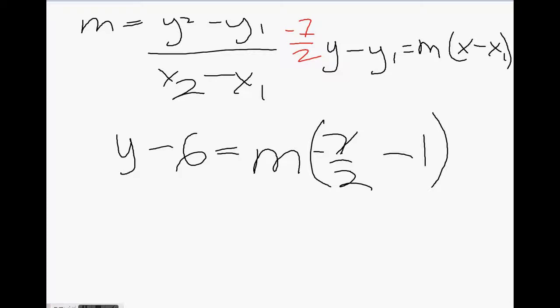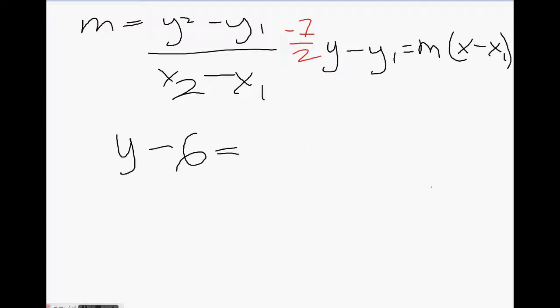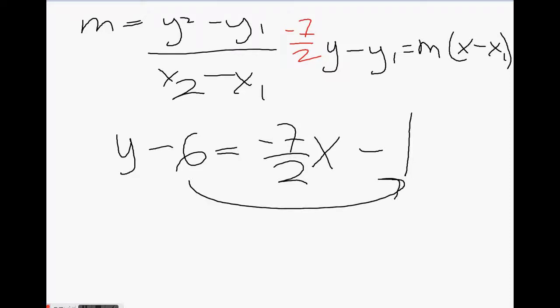Oops, I messed up here. Our slope is negative 7 over 2 times x minus x1, and x1 is 1. Okay. So then we would bring this 6 onto this side. So y equals negative 7 over 2x, plus 6. We're adding 6 to both sides, so that just becomes plus 5.